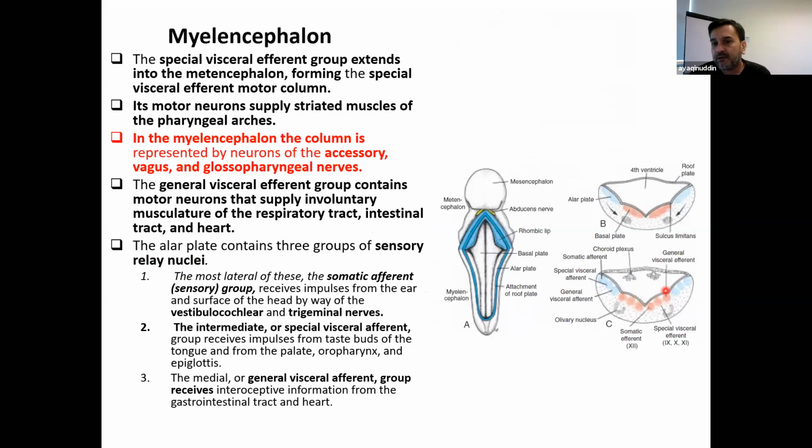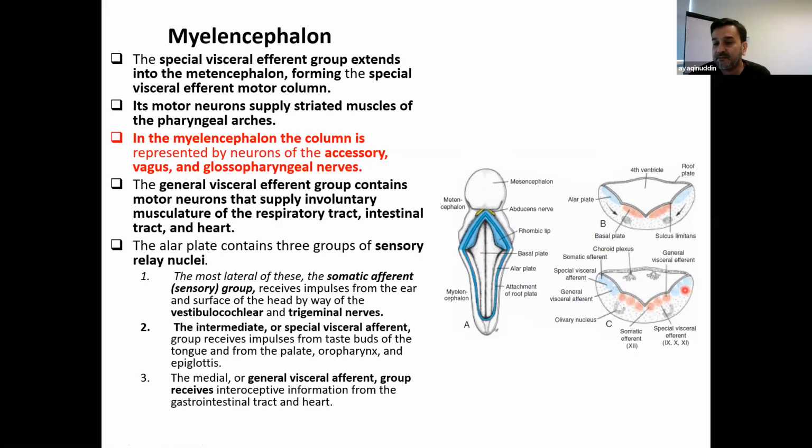In the myelencephalon, the column which is represented by neurons, we have already talked about the three groups. Then we come to the alar plates, and the alar plates have three groups of sensory nuclei. The lateral most, which you see here, is the somatic afferent sensory group. It receives the impulses from the trigeminal nerve as well as the vestibulocochlear nerve.